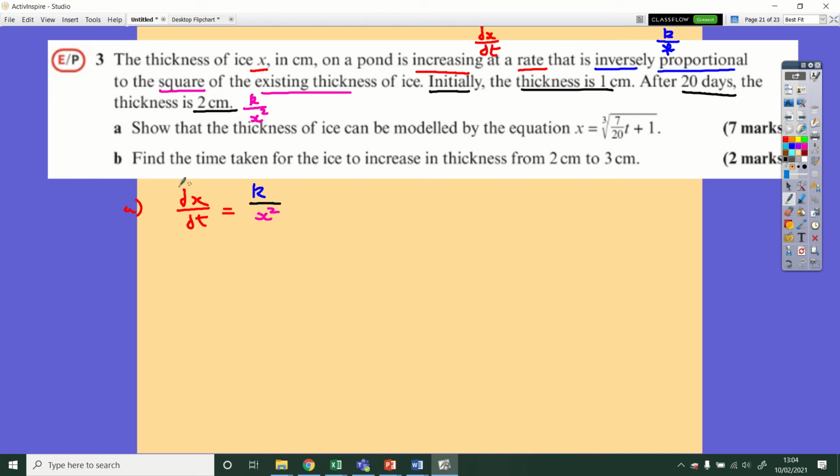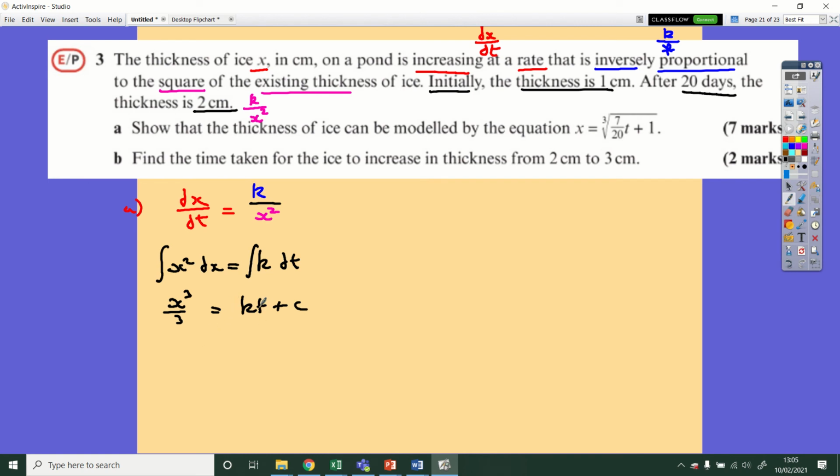Now I can solve this. I'm going to put things on their appropriate side. So x squared dx equals k dt, which I'm going to integrate on both sides. x cubed over 3 equals kt plus c. Okay, it might be a good idea now, once you've got rid of your differentials, and you're back to just x in terms of t and constants, to now use your initial conditions.